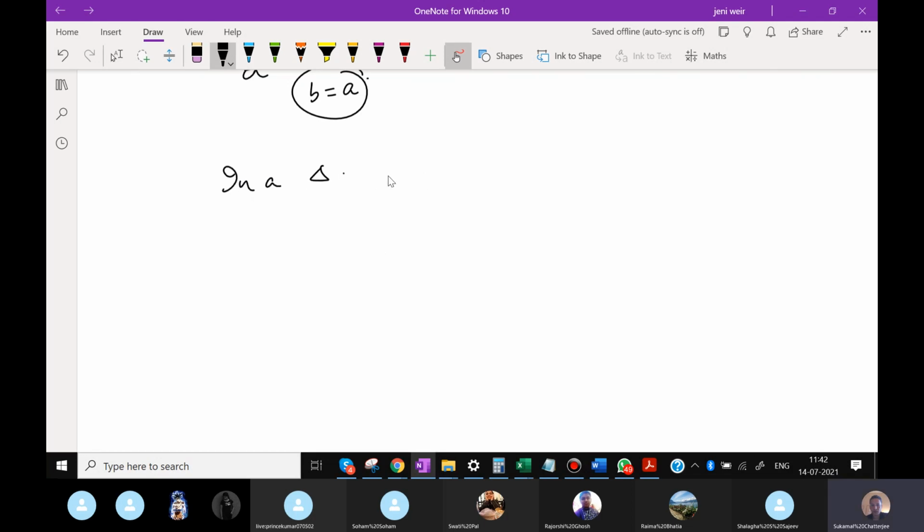In a triangle, if a square is greater than b square plus c square, what kind of a triangle is it? Where a is greater than b greater than c. What kind of a triangle will it be?